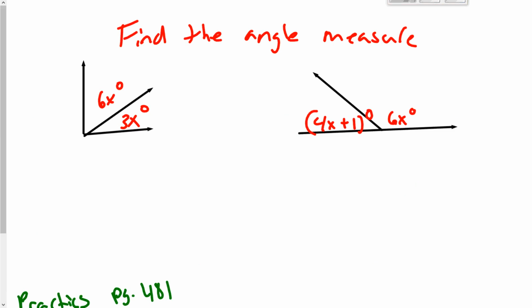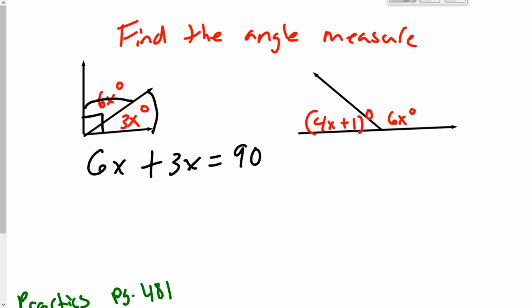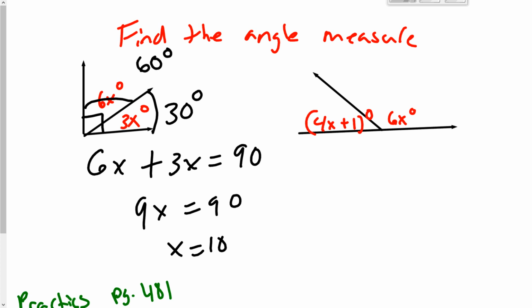Here I want to find out what my value of each angle is. So first I have to find the value of x. So here I have a right angle. So that means that this angle and this angle are complementary. So that means if I add them together, they would equal 90 degrees. So I can simplify and I can solve for x. And then I plug x back in. So this angle is 30 degrees, and this one then has to be 60 degrees.